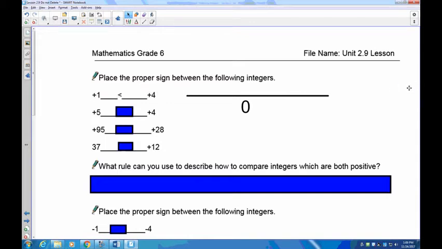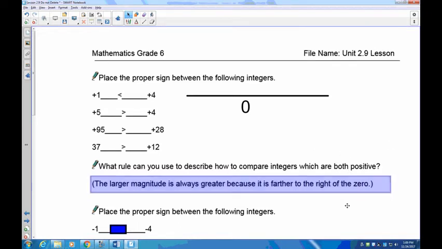That makes it bigger. Now for this one, the 5 is greater because you're going to hit it after you hit the 4. So this one here, the 5 is greater than the 4. 95 is farther to the right, so you're going to encounter 28 first, so that means that 95 is greater. And of course, the 37 is greater than the 12, and it's positive. Notice that this didn't have a positive or negative sign, so we know that it just defaults to being a positive 37.